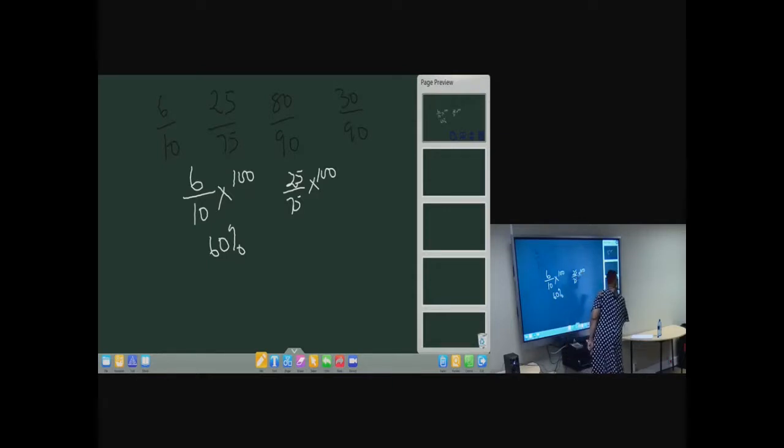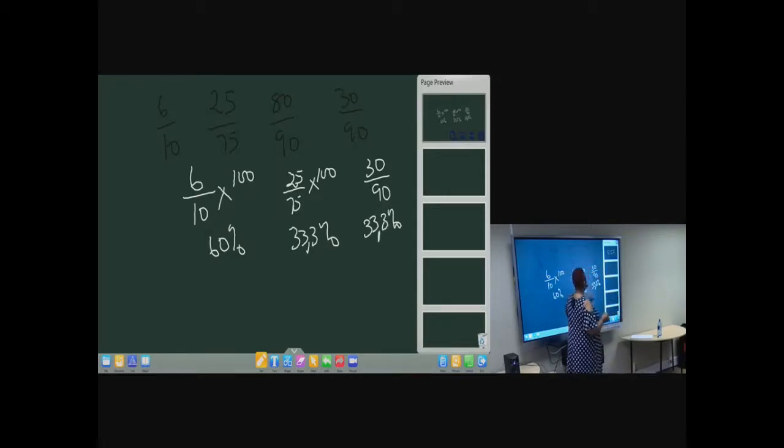25 over 75, I think it is 33.3%. And then 30 over 90, it's also 33.3%. So now, if you had just looked at those, you wouldn't be able to see that those give you equal percentages. So it is just an easier way of comparing numbers.